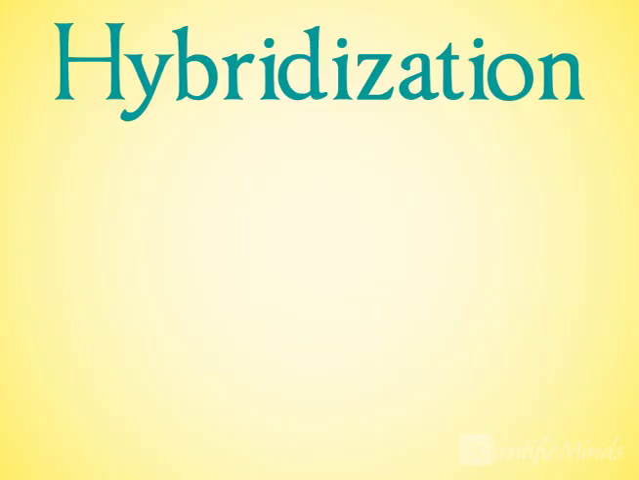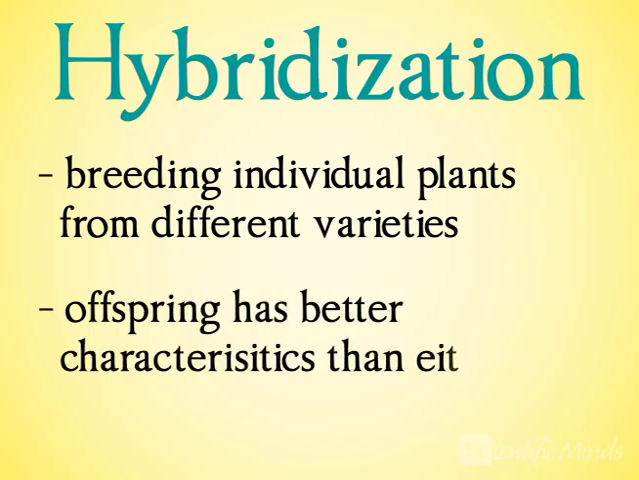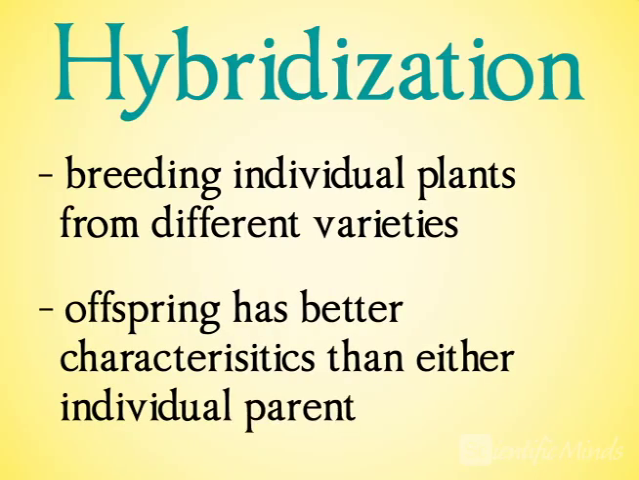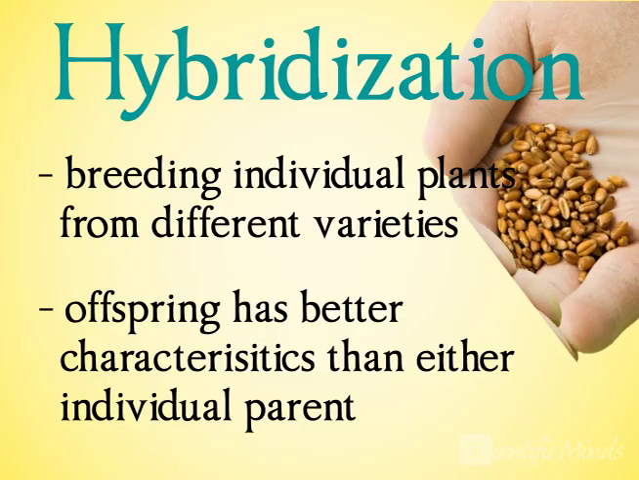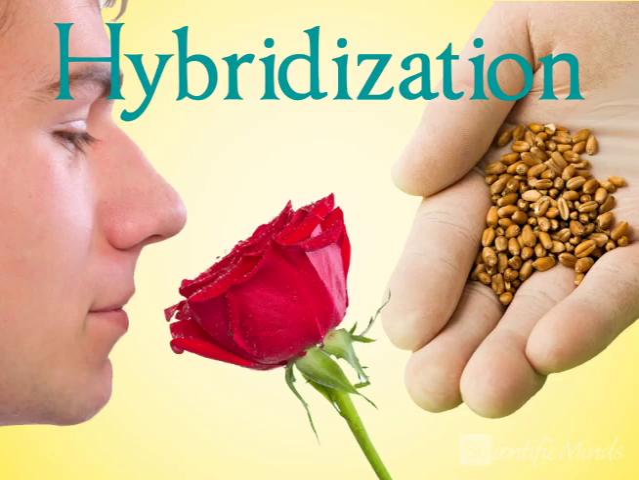Hybridization is the process of breeding individual plants from different varieties in order to produce an offspring that has better characteristics than either individual parent. Plants are hybridized for different types of improvements. Breeders might want to increase the amount of consumable seeds in a cold-hardy plant, or they might want to increase the cold hardiness of a particularly fragrant flower.